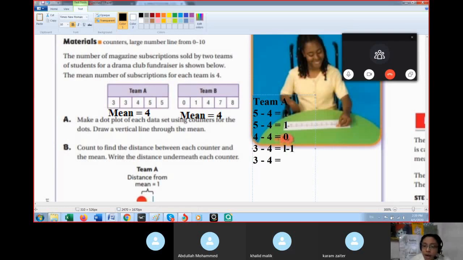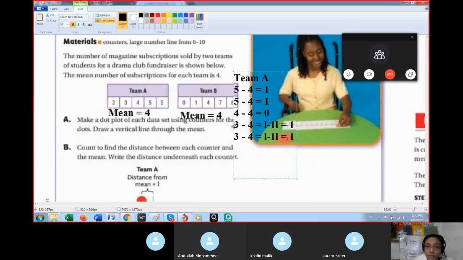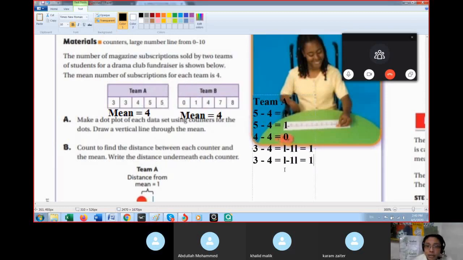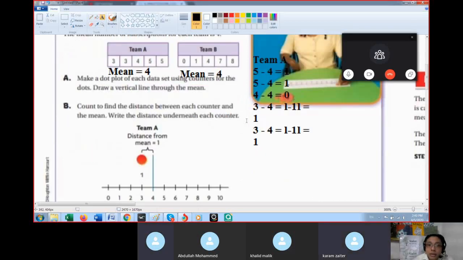But, as we have said, we have to find the absolute value. That's why you have to put lines around the negative numbers. The same here: negative 1, put lines. So, what is the absolute value of negative 1? The absolute value of negative 1 is positive 1. That's why it is an absolute value, because we need to get the answer as positive. Understand? Do you understand? Yes. So now, our answers are the following.